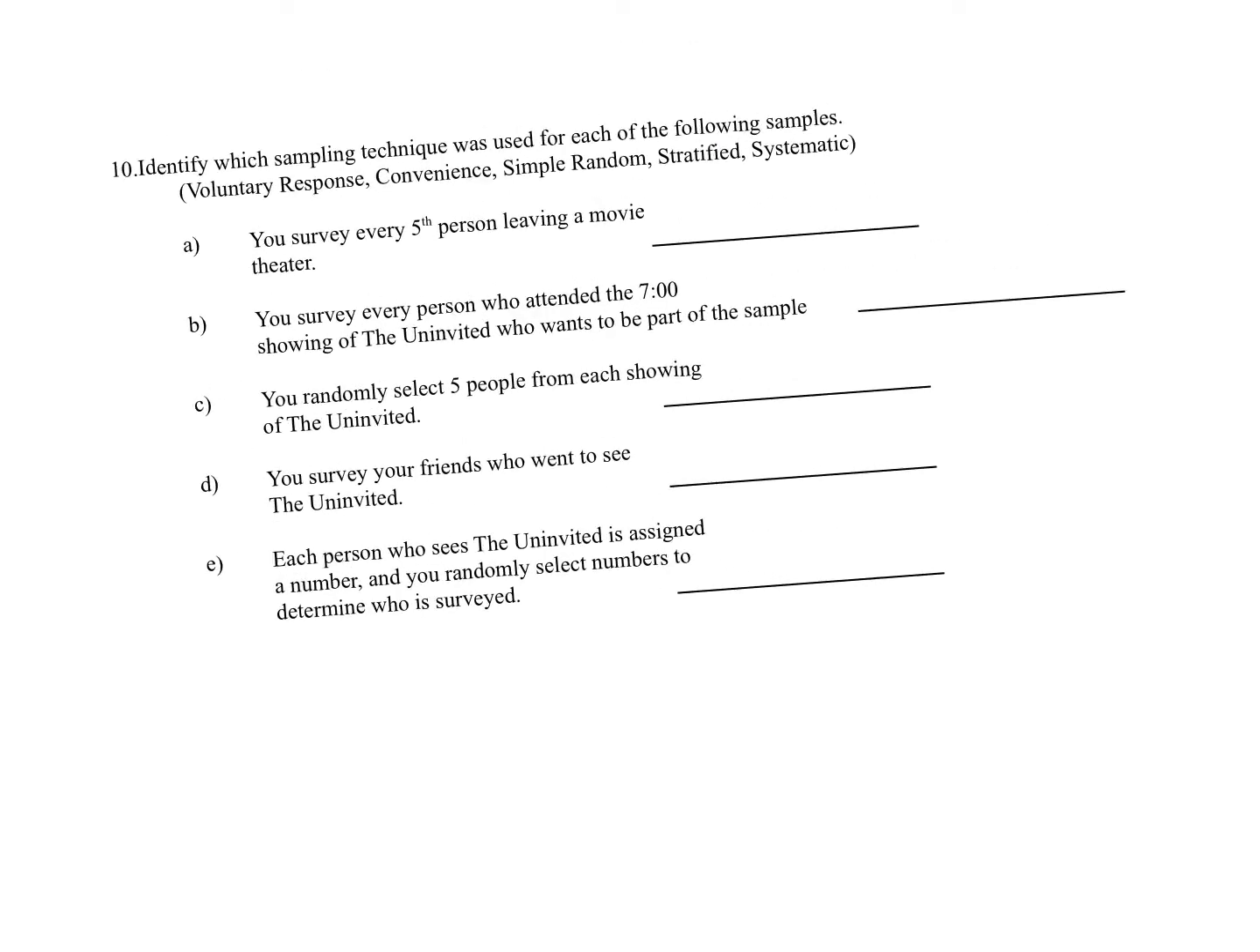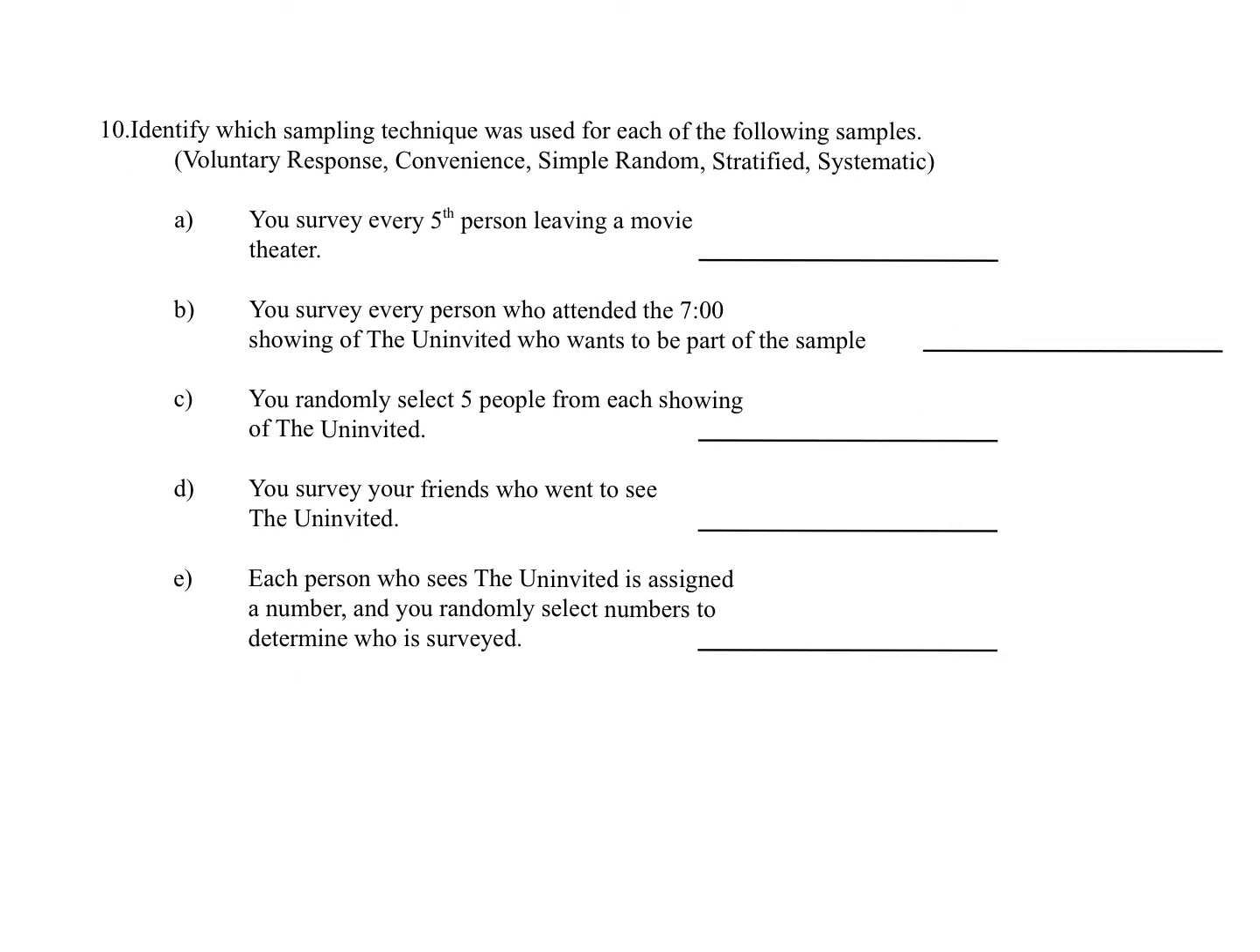Now, the last thing we're going to look at is talking about our different sampling techniques: voluntary response, convenience, simple random sample, stratified, and systematic. So each of these is going to be one of those. So if I survey every fifth person leaving a movie theater, so skip 4, survey 1, skip 4, that's systematic. So that's what that one's going to be. Okay. If I survey every person who attended the 7 o'clock showing of this movie who wanted to be part of the sample, so the key thing is they want to be part of the sample. They're volunteering, right? So that's just going to be voluntary response.